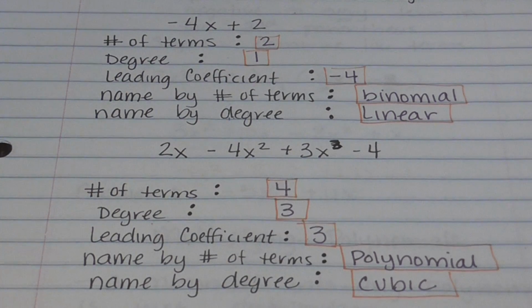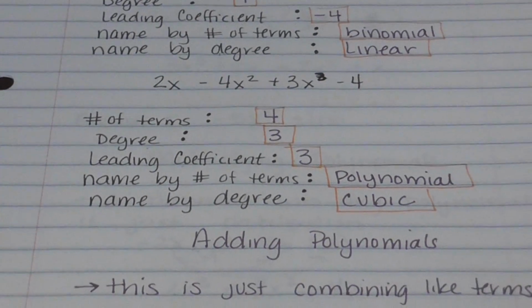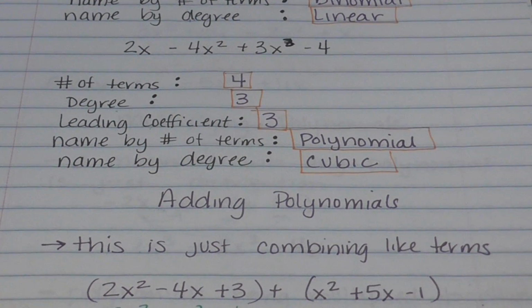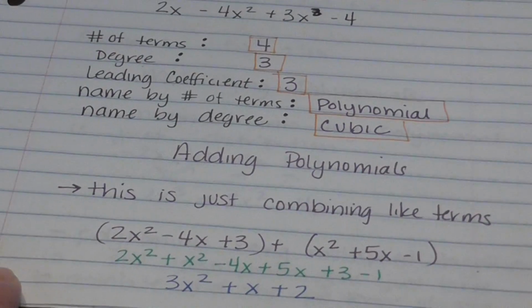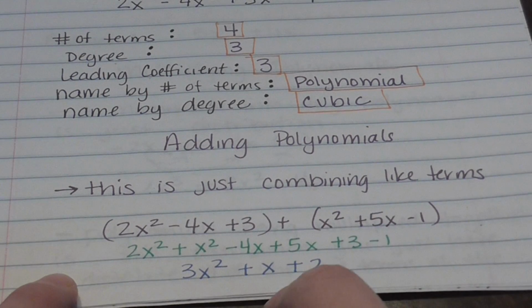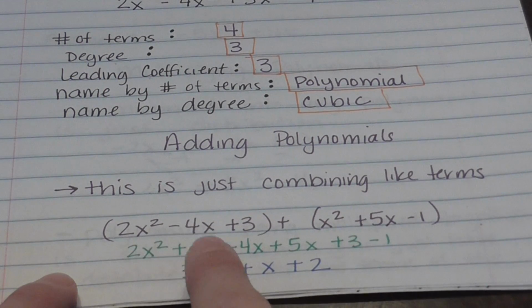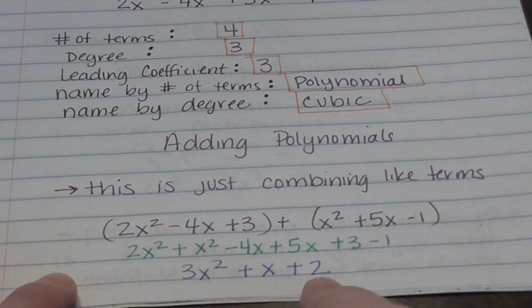Besides just being able to identify polynomials, you're going to need to add them and subtract them and multiply them. Whenever you're adding polynomials, you're just combining like terms. They'll be given to you in parentheses, but you can just ignore the fact that the parentheses exist, put your like terms together and just add.